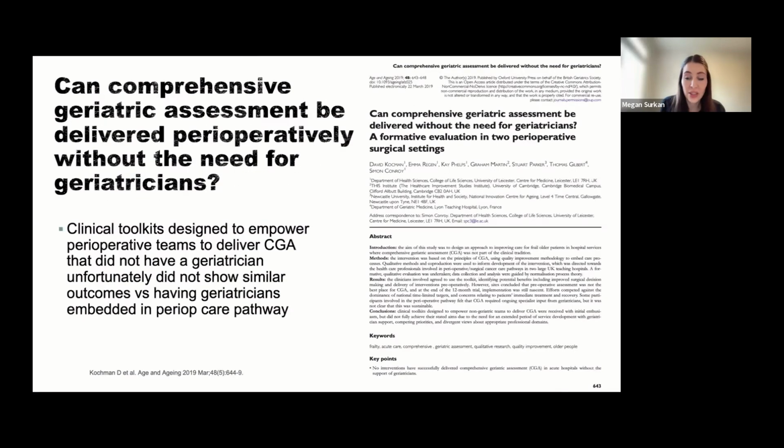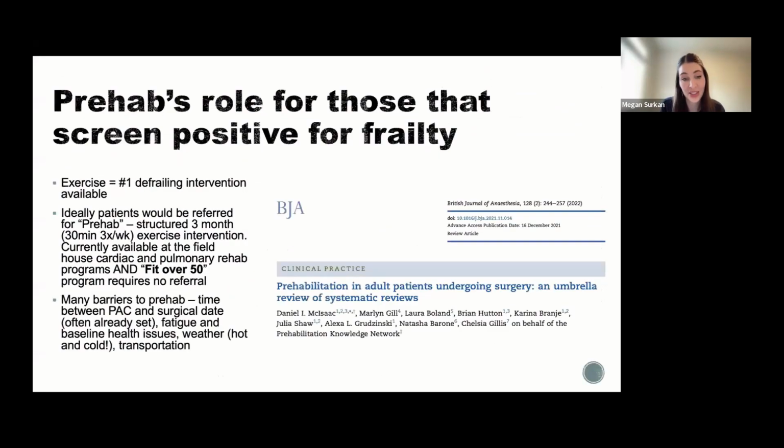So, in operationalizing this, can CGA be done perioperatively without geriatricians? This study looked at some of these clinical toolkits that were designed to empower perioperative teams to do CGA or its components in places that didn't have a geriatrician. And unfortunately, it didn't have similar outcomes. So really the conclusion is there has to be a geriatrician embedded somewhere in the periop care pathway, and the more geriatricians, the better. What about prehabilitation or exercise before surgery?